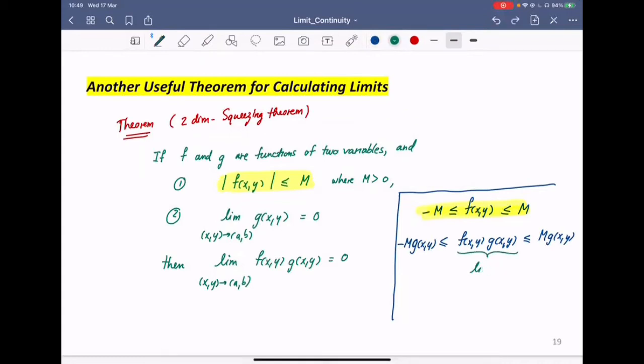What is the limit of this thing? If you want to compute that, if you know that the limit of mgxy is 0 and the limit of negative mgxy is 0, which you know because you're going to have another condition that the limit of g equals 0, then this thing is going to give you 0 here and 0 here. M doesn't matter, it's just a constant.